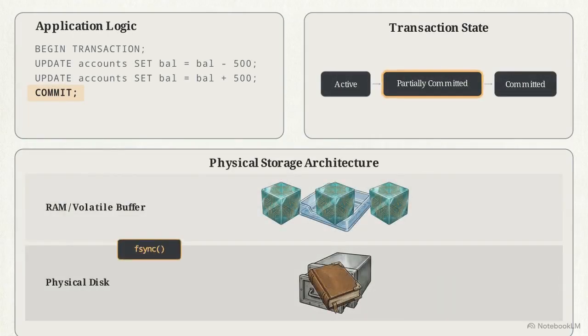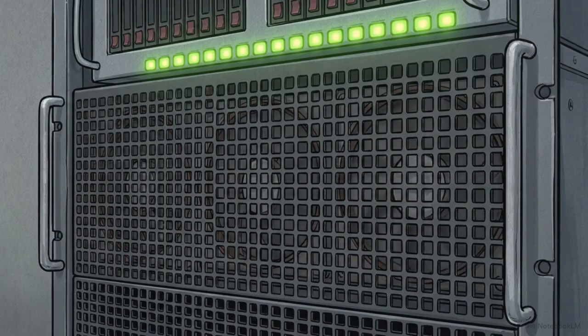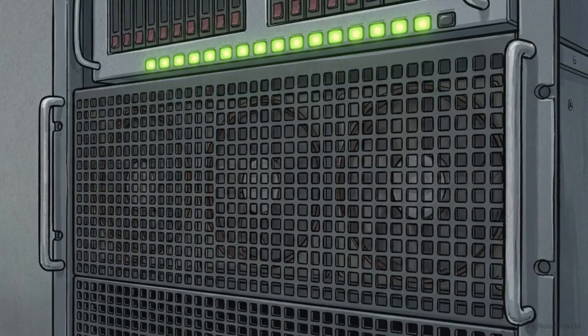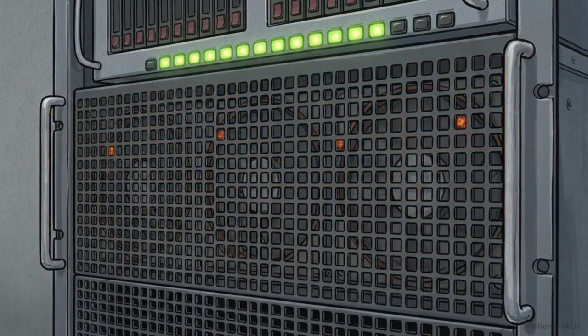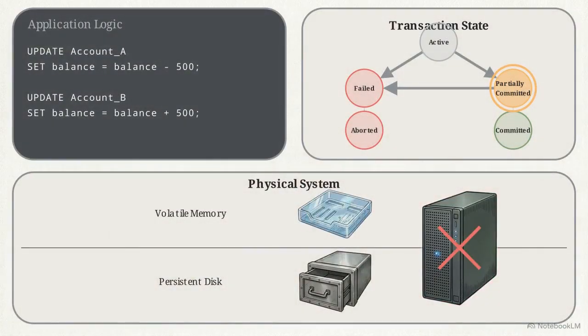The database issues an operating system fsync command, instructing the hardware to flush the transaction record directly to the write-ahead log on the disk. But what happens if a catastrophic, unexpected hardware crash hits the system just milliseconds before that flush completes? Because the hardware crashed before the disk confirmed the write, the transaction state collapses to failed.